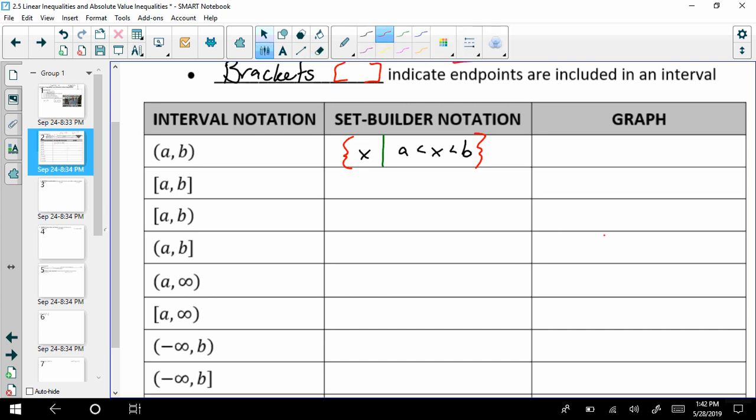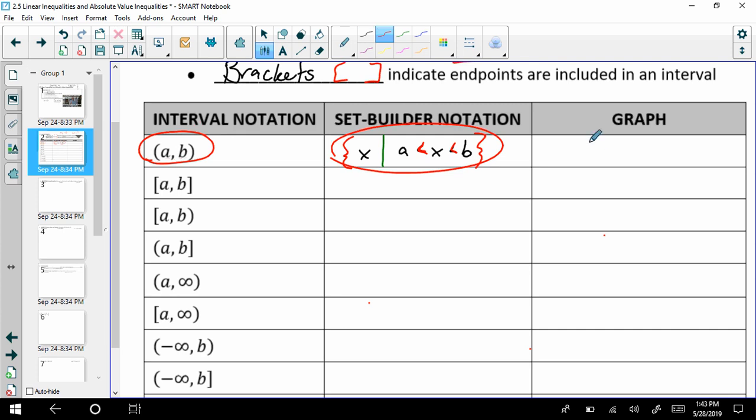But all it means, it's read as, okay, it's the set of all x's, all numbers, and then this vertical bar is such that, and then this back part just says, hey, these numbers have to be in between a and b, but notice when I drew the inequality symbols, they do not have the equal to bar under them, meaning I don't want to include a and b. So this and this are saying the exact same thing. It's just two different ways of writing it.